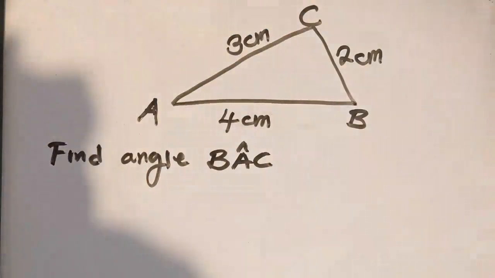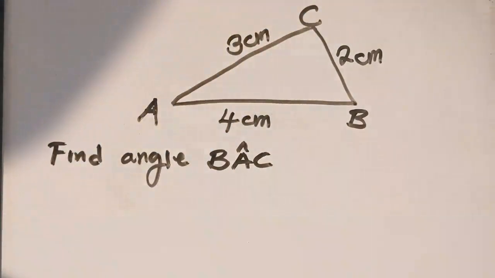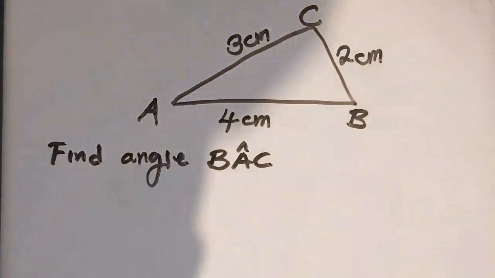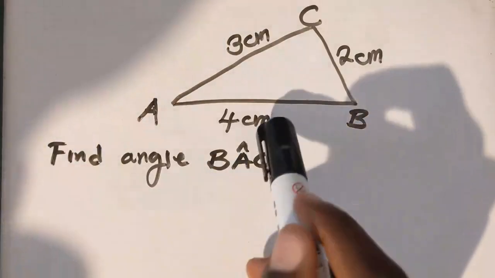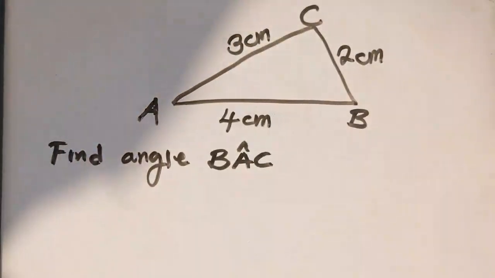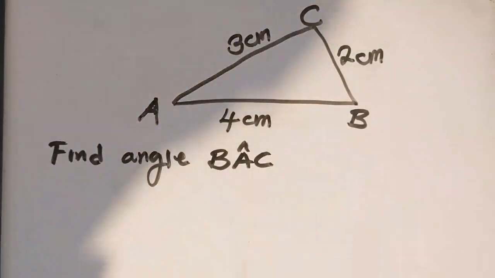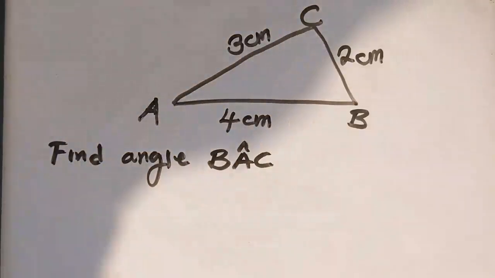Today I want to teach you how to solve problems under trigonometry when you are given a triangle that has three sides and no angle. You'll be given three sides and told to find an angle. So how do you go about it? How do you find the angle? This is what we are going to look at under trigonometry.